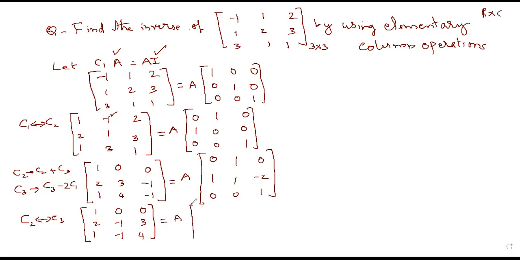So now changing the second and third column on the right hand side. First column as it is, 0, 1, 0. Third column will become second column, 0, minus 2, 1. And this second column will become third column, 1, 1, 0.